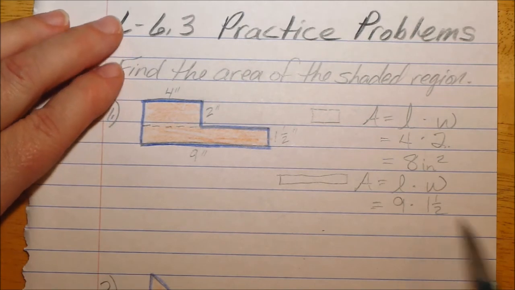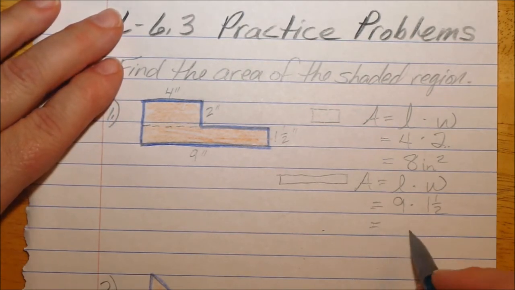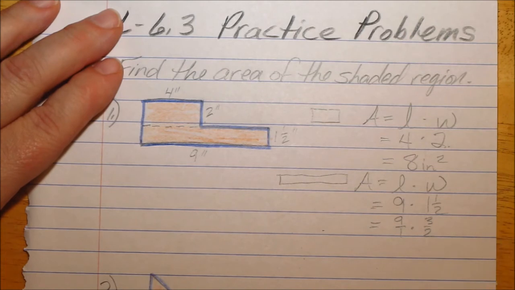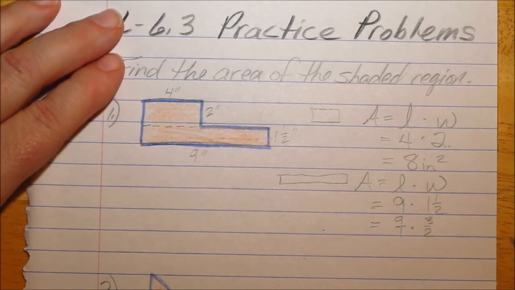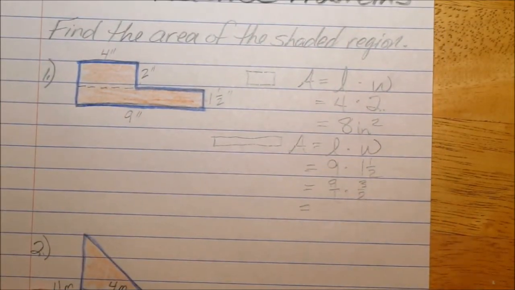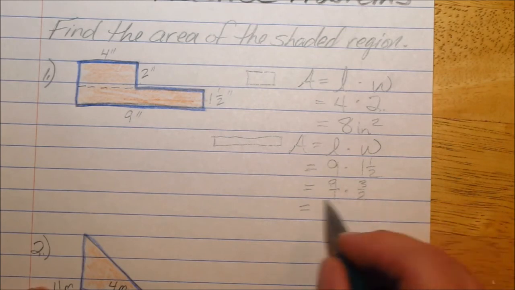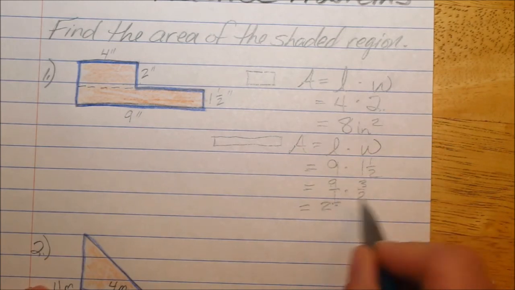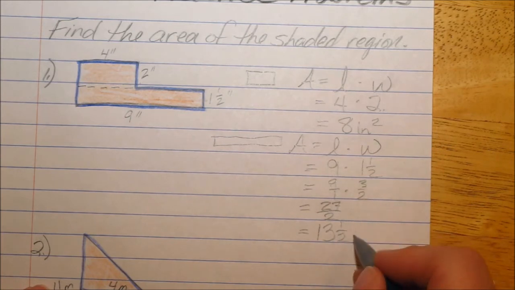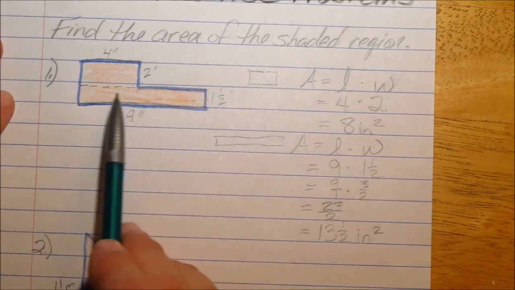All right, now I can't multiply with that mixed number like that. I got to turn it into an improper fraction. So I'm going to do 9 over 1 times 3 over 2. All right, there isn't any way I can cross multiply this, or cross reduce or cross simplify, however you like. So now I need to multiply across. 9 times 3 is 27. 1 times 2 is 2. And 2 goes into 27 13 times with 1 left over. So we've got 13.5 inches squared for the longer portion of my composite.